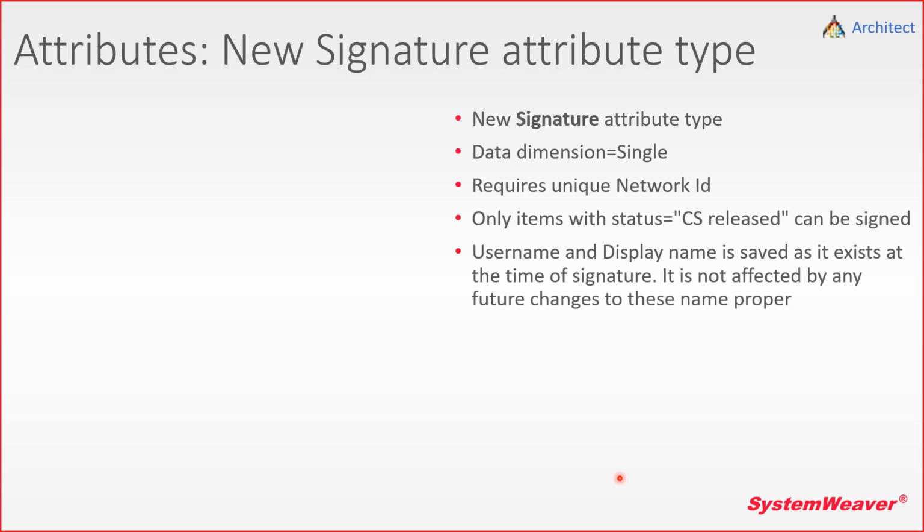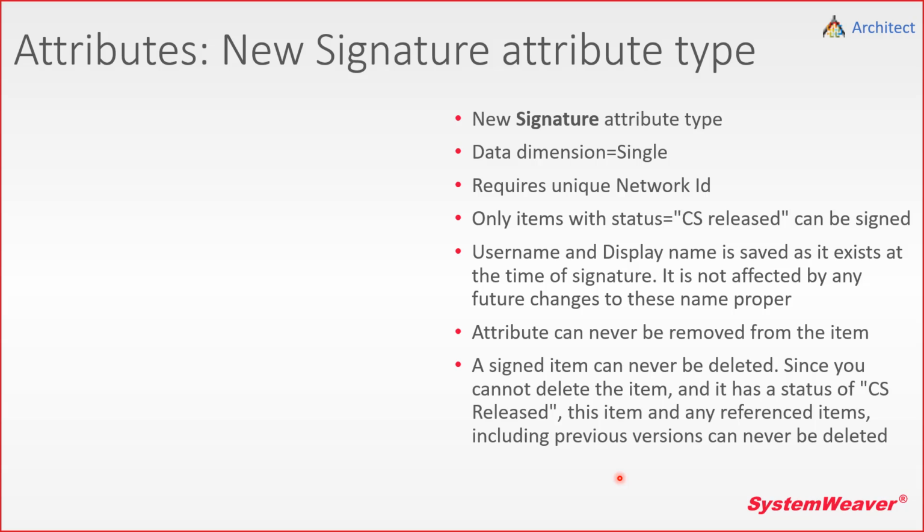And the username and the display name that's saved at the time of signature is never affected by future changes. If you get married and change your last name or whatever, it stays as it was at the time of signing. And you can never remove this attribute from the item. I mean, it is CS released anyways, and a signed item can never be deleted from the database. And since you can't delete the item, and it has CS released, that item and any referenced items, including previous versions, can never be deleted. And you can also use this new signature attribute type with issues.